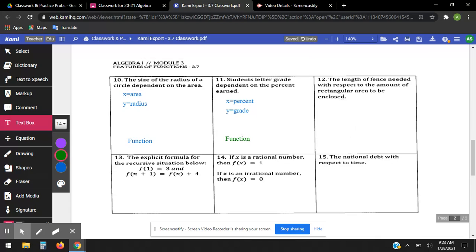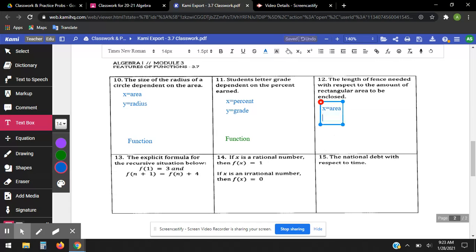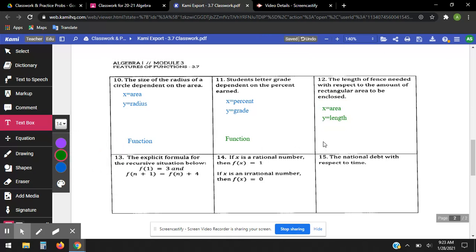Right, 12: the length of fence needed with respect to the amount of rectangular area to be enclosed. So we need to have, it's with respect to the amount of area. So X is our area and Y would be our length. So if we know what our area is, we can figure out what our length is that we need for this.